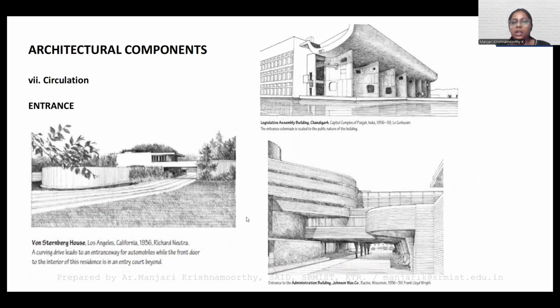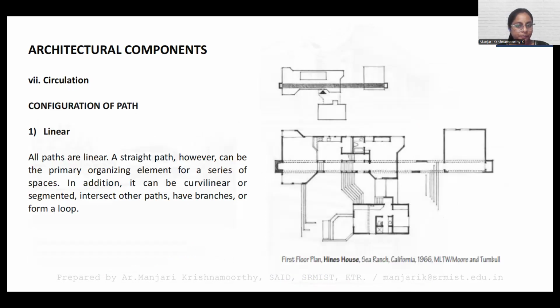The next are the contemporary examples, where you can see different buildings have different entrances and approaches. There is always a configuration of a path when you provide accessibility to a structure. In this example, the path is very linear. This configuration of the path is called linear, where there's a straight approach, and you see a series of spaces placed on either side of the path. In addition to that, you will have curvilinear, segmented intersections. You will have branches or looping out. So different forms of structures that have been added to the path.